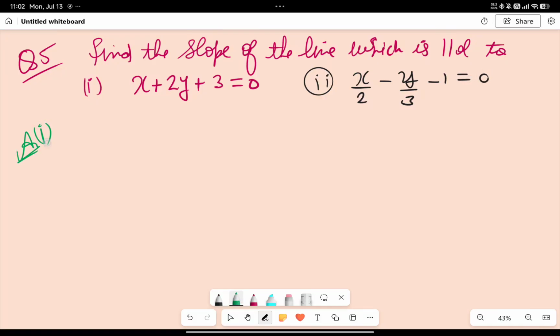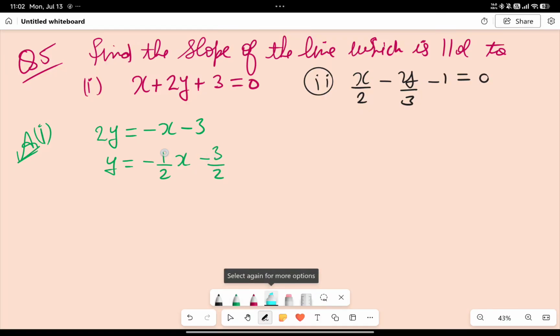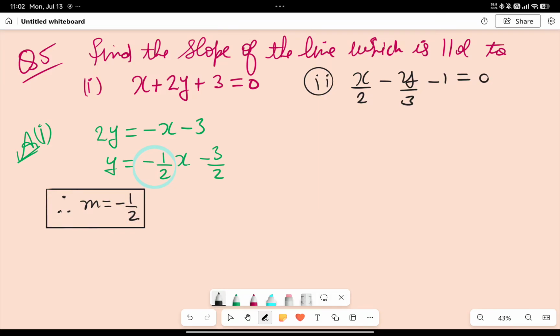Now first, here I can write it as 2y equal to minus x minus 3, then y equal to minus 1 over 2 x and minus 3 over 2. So this blue one thing is the slope. Therefore, m is equal to minus half. This is the slope of the line, the same line, and of the line which is parallel to it.